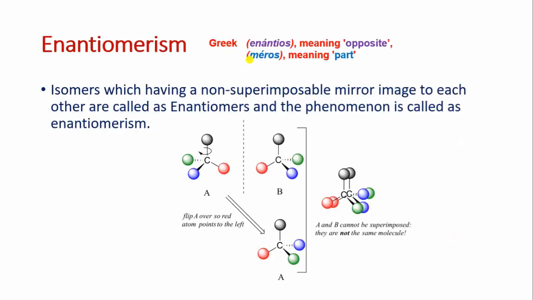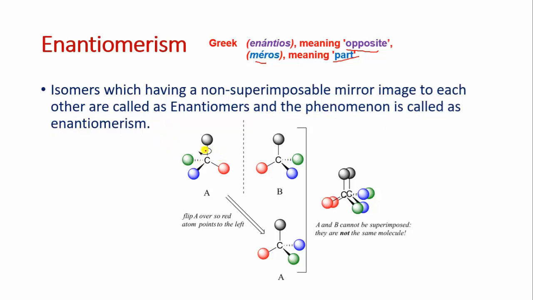Now, enantiomerism. Enantio means opposite and mer means part. So what is the definition of enantiomerism? Isomers which have a non-superimposable mirror image of each other are called enantiomers, and the phenomenon is called enantiomerism.